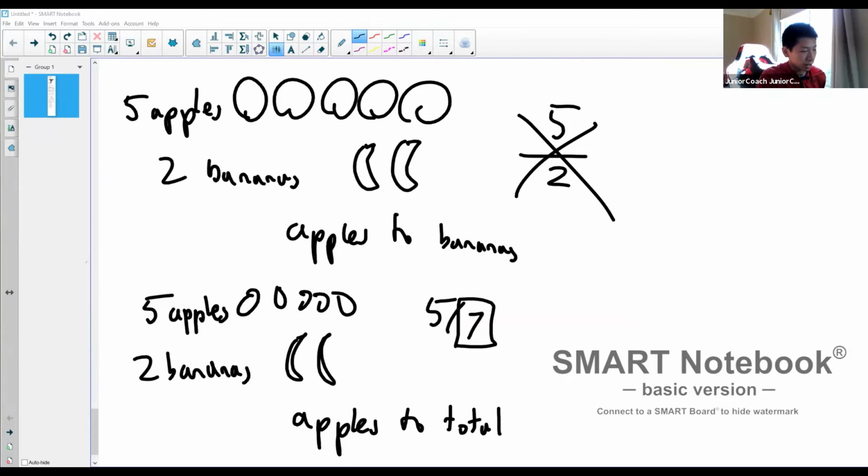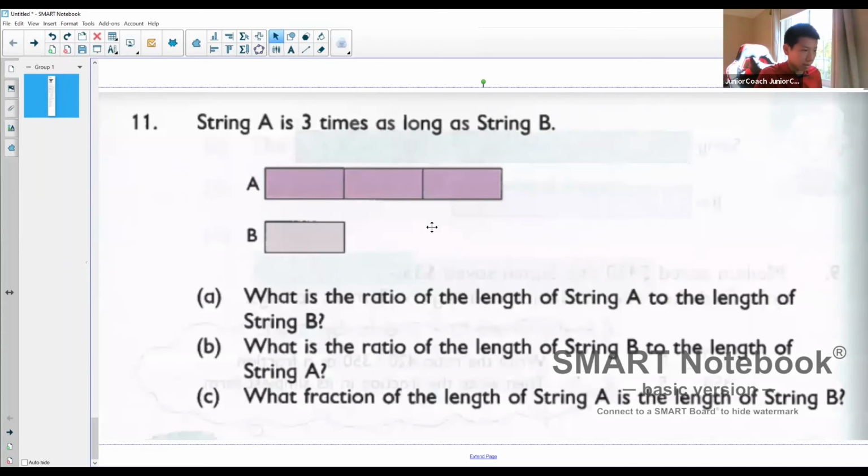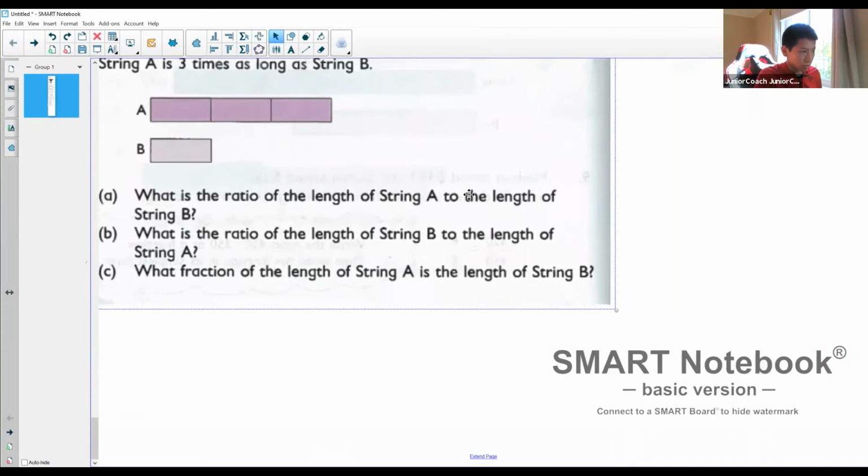So yeah, you can't compare separate things. You got to make them into the same type of denomination so you can actually compare them. So this question first.